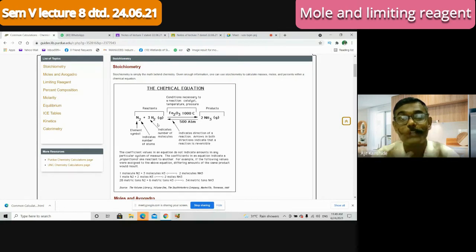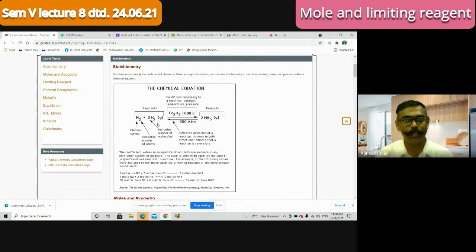Just as half a dozen is possible. Half a dozen means 6 items. Likewise, half of Avogadro's number, which is a very huge number, is possible. So any fraction is possible. So a fraction of a mole is possible. But a fraction of a molecule is not possible.